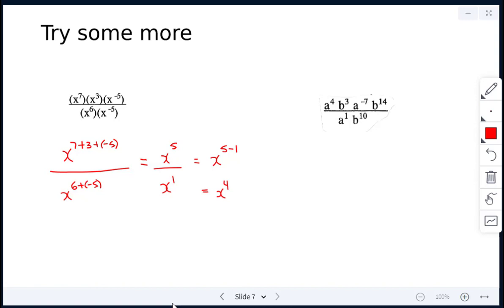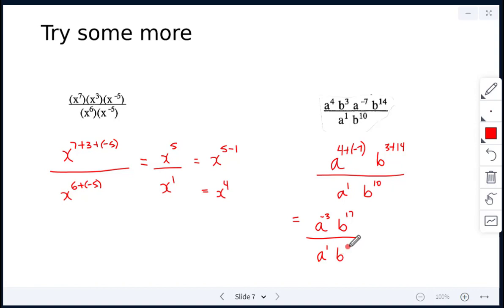All right, so our next question here, we do have to use the product law and the quotient law. So our numerator, we have a to the power of 4 as well as a to the power of negative 7, and the numerator is all being multiplied. So we're going to use our product law there first. So for a, we would have 4 plus negative 7. And then for b, we have 3 plus 14. All right, and then our denominator, we can't collect anything there, so I'm just going to leave it as is. So that gives me a to the power of negative 3 and b to the power of 17. And for our denominator, we have a to the power of 1, b to the power 10.